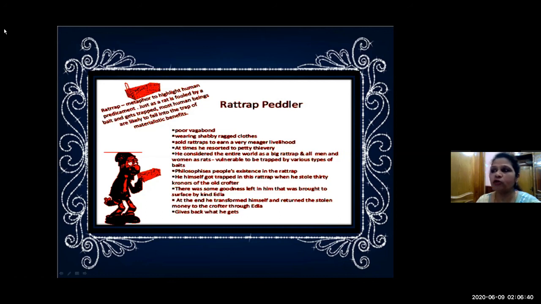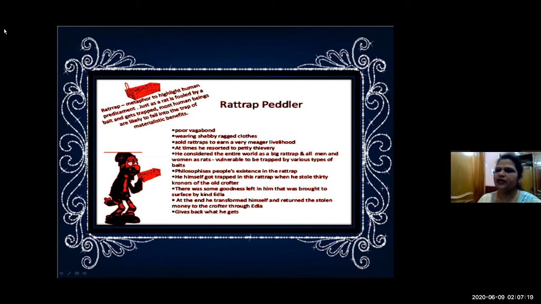He considered the whole world as a big rat trap and all men and women as rats, vulnerable to be trapped by various types of baits. But he himself was trapped in this rat trap when he stole 30 kroners of the old Crofter. At the end, he transformed himself and returned the stolen money to the crofter through Adela Wilmanson, who was the daughter of the Ironmaster. He gives back what he gets.